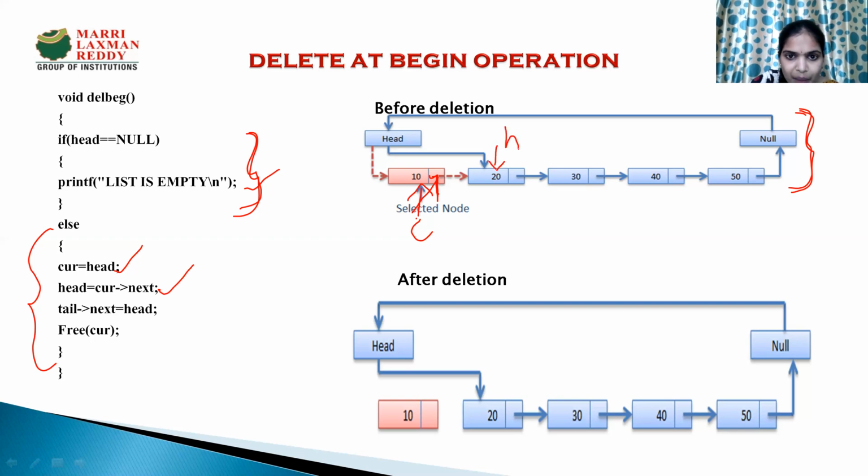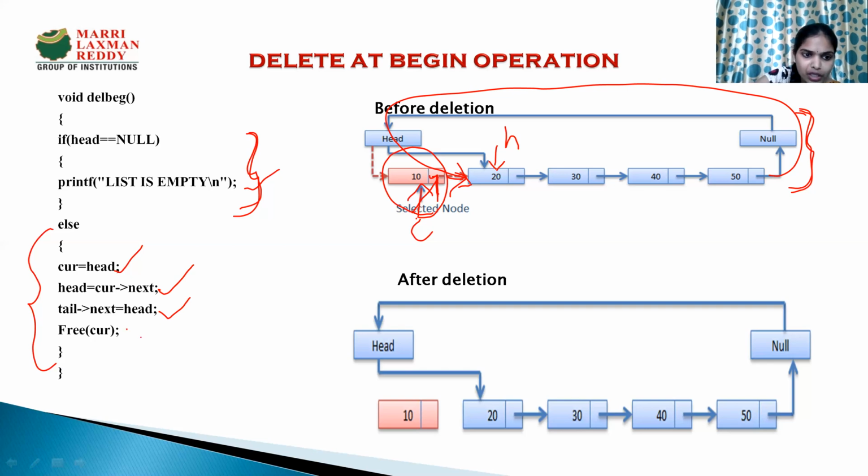So automatically what happens? The link between these two gets disconnected when we establish the link from last to first. Now this is the head node, so in tail next we have to store the address of head. So again we have to mention the statement tail next equals head. Now we have to free up the current node. This is how we can delete a node from the beginning of the list. This is before deletion, it will be like this, and after deletion it will be like this. Here we don't have null, here we have the address of head node. That's why it is marked like this in a circular way.